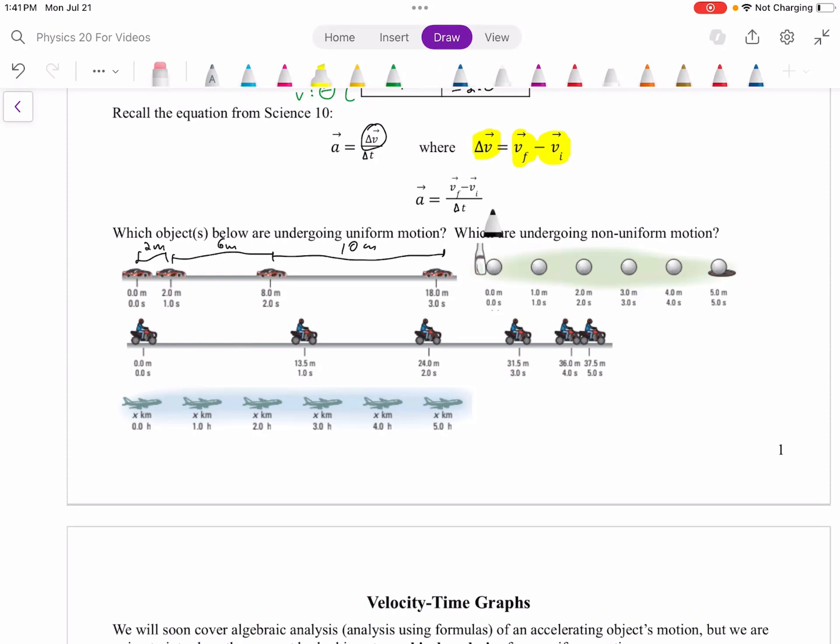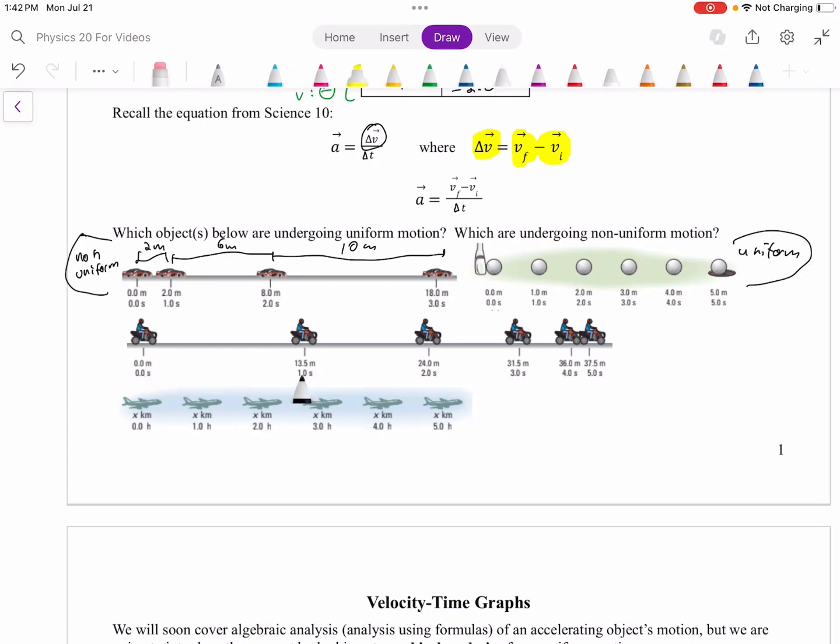Okay, what about this golf ball? 1 second it went 1 meter. The next second it went another 1 meter to get to 2. Next second, another 1 meter. 1 meter, 1 meter. Yeah, this is uniform motion, right? Okay, it's going the same distance each second, and therefore it has a constant velocity.